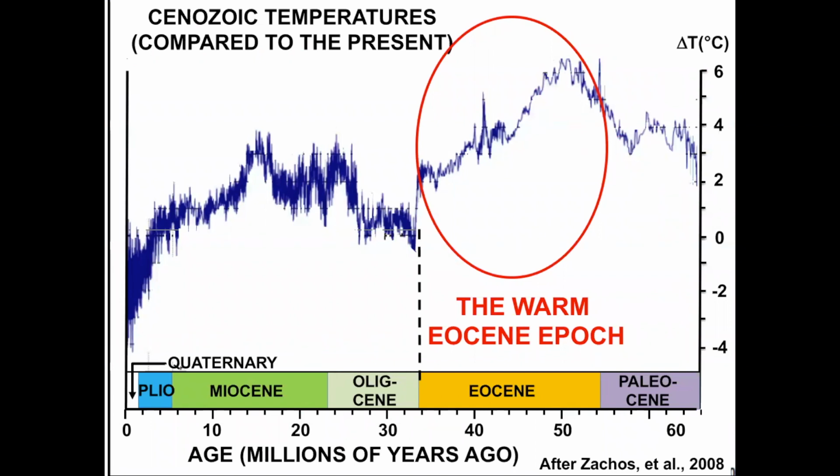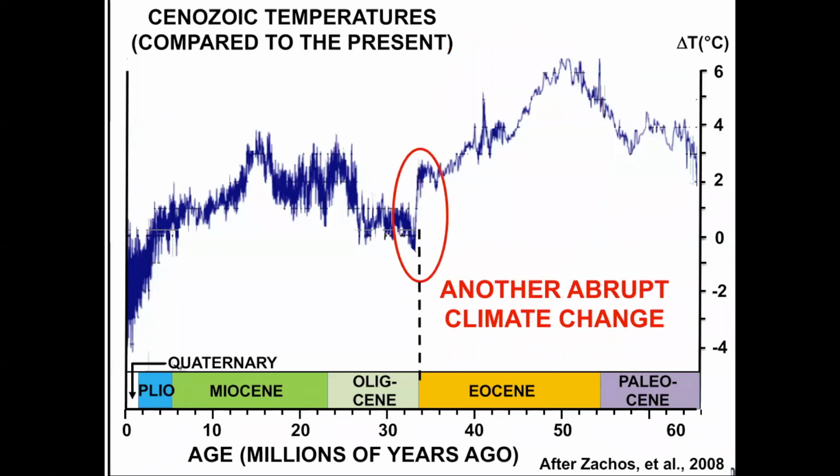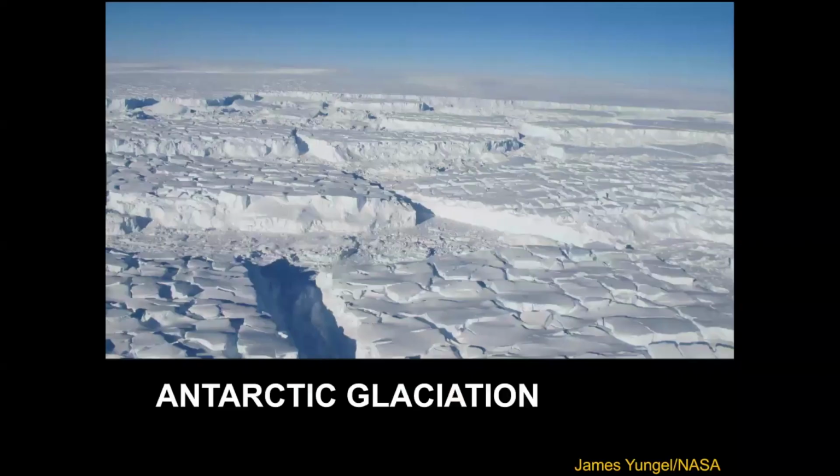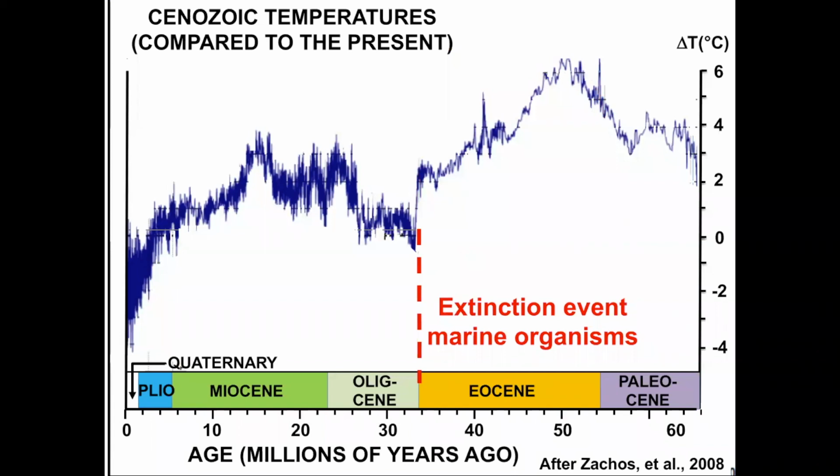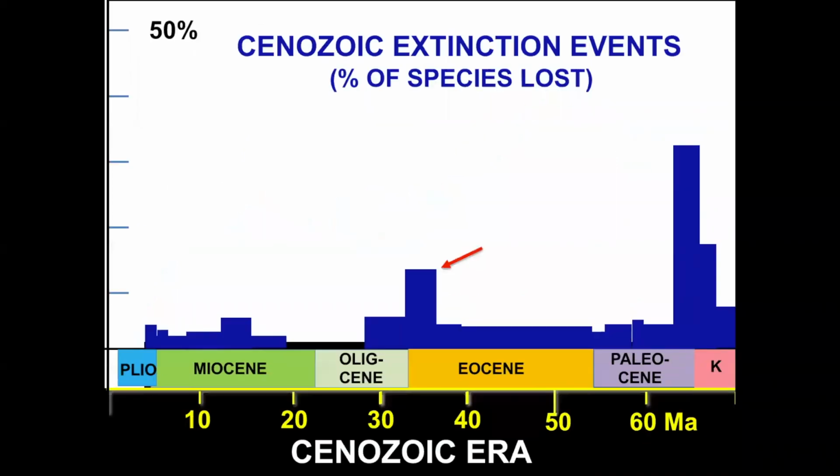Then the Eocene kind of gradually cooled until we get to about 34 million years ago. And there's a sudden plunge in the temperature that's coincident with the development of Antarctic glaciation. Why this sudden change in the climate? It was an extinction event. It's the only real extinction event in the Cenozoic.